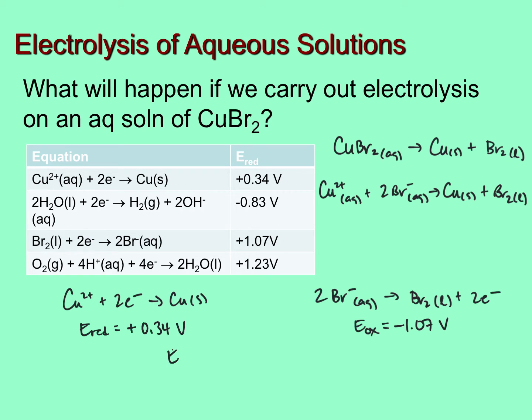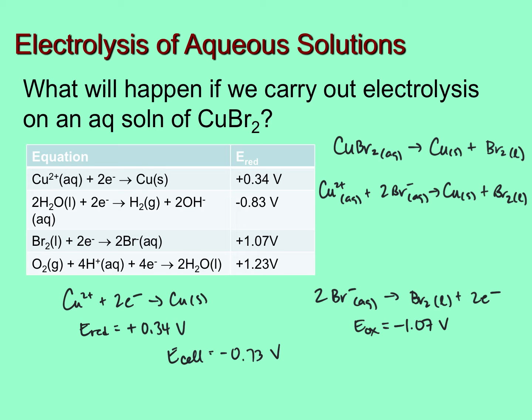So E cell, again, when you add these two numbers together, positive 0.34 and negative 1.07, that would give you negative 0.73 volts. And as you can see, because it's a negative sign, it is non-spontaneous, and you need an external source of electricity in order to force the reaction to occur.